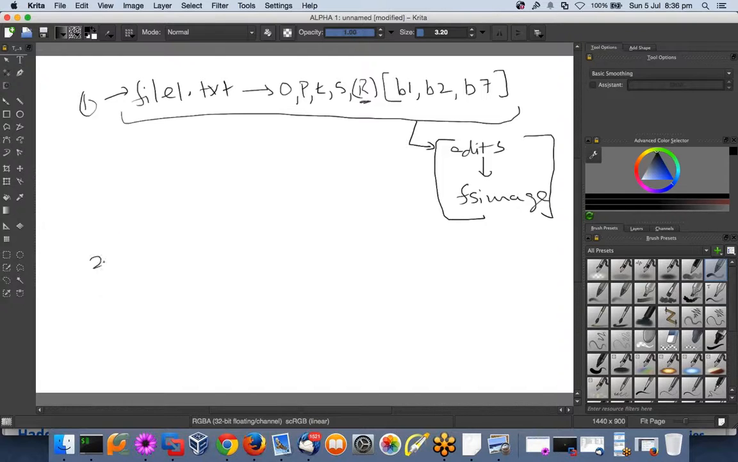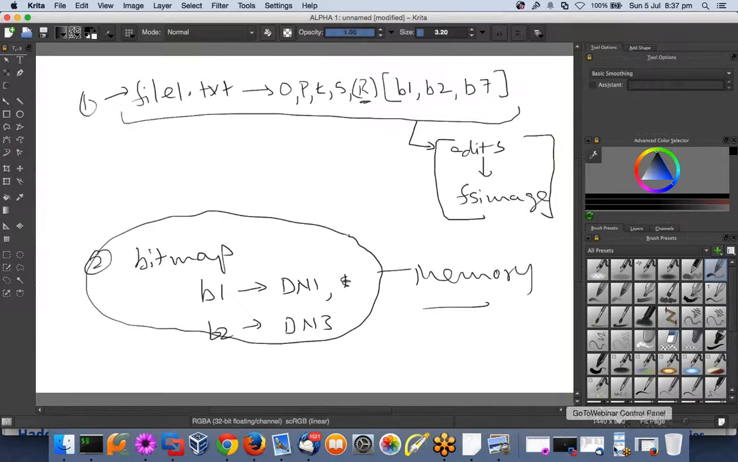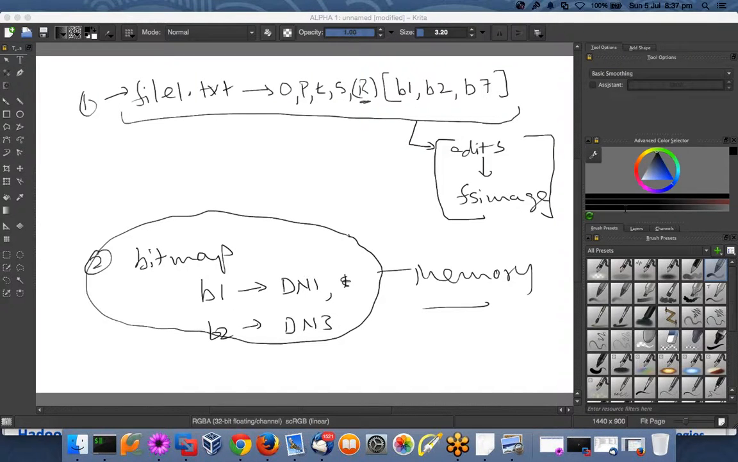But another metadata it will have is the bitmap. What is bitmap? It is a mapping between blocks and data nodes. It will say block B1 is on data node 1, block B2, let's say, is on data node 3, right? Slave 3. So this metadata is never stored on disk. It will always be in the memory of the name node, right? Very important to understand this. I will explain a lot of things related to this, and why this was done that way.